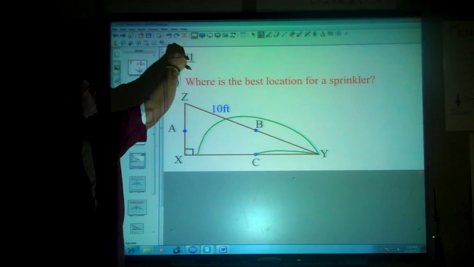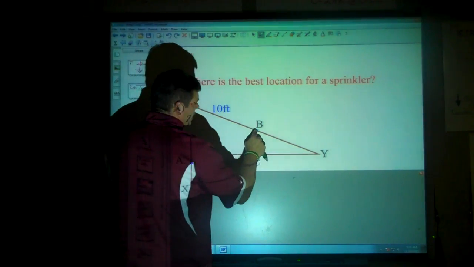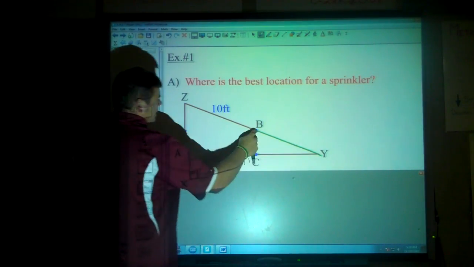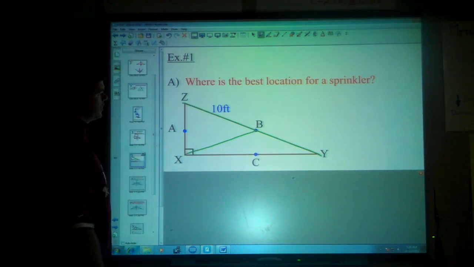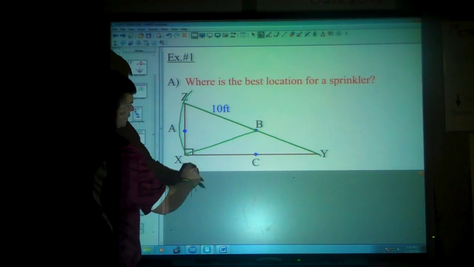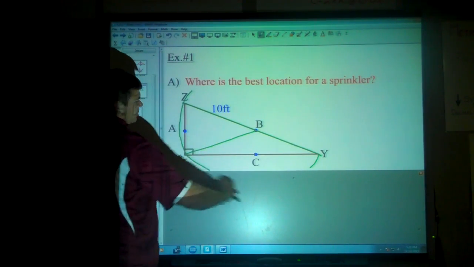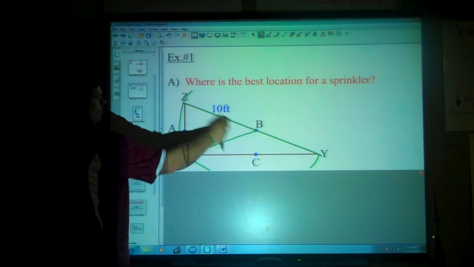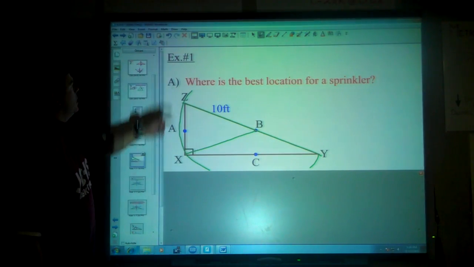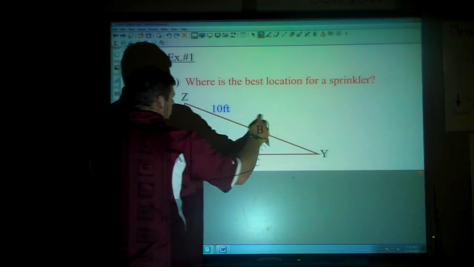The best place would be at B, because the distance from B is the same here as it is here as it is here, which means this circle that's created, yes, we would have a little bit of overlap here, but the radius of this circle would be centered at B. So our best location is B.